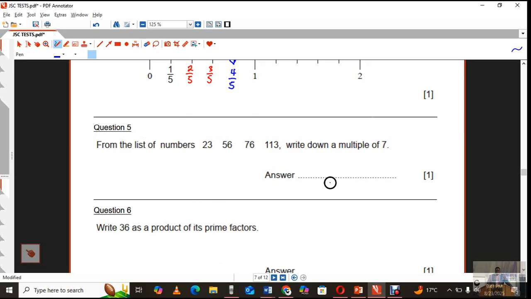From the list of numbers, write down a multiple of 7. Well, it has to be 56. And that is obviously 7 times 8. All right.